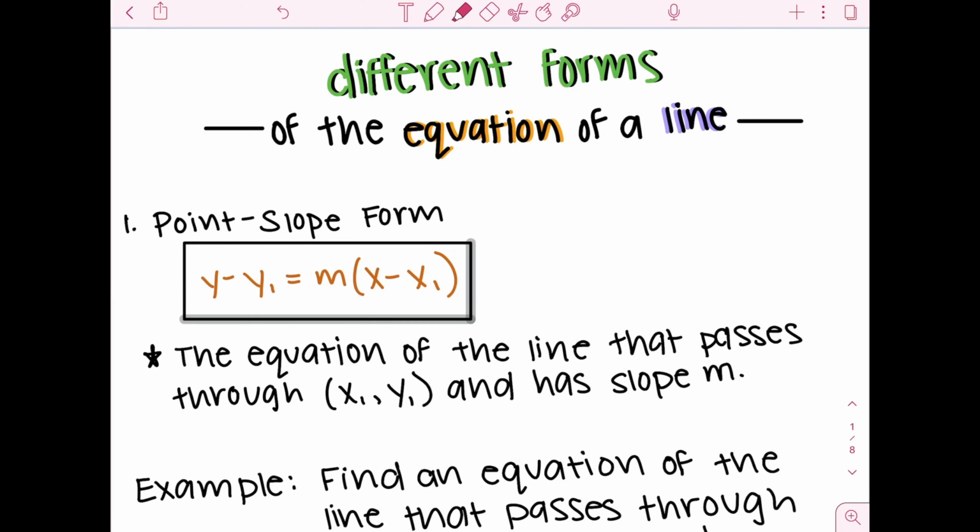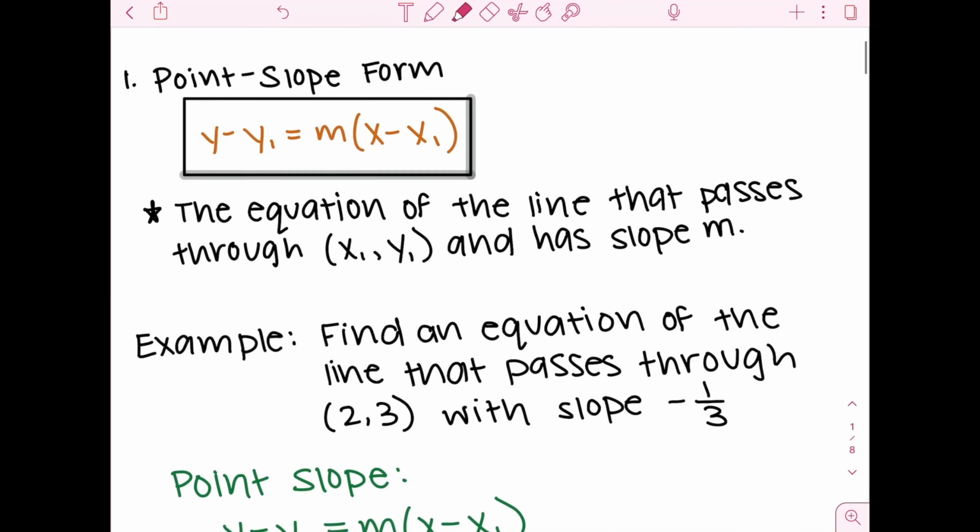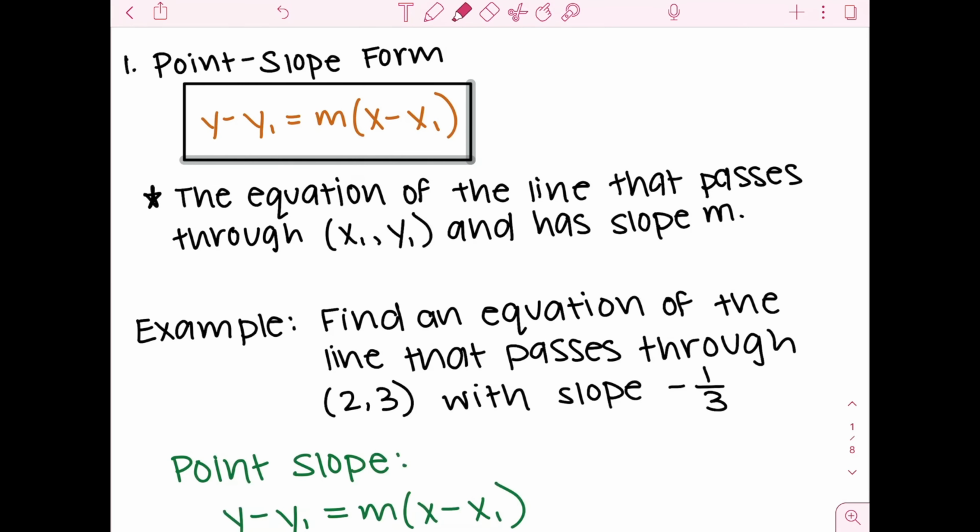Today we're going to be talking about the different forms of the equation of a line. So basically, how many different ways can you write an equation of a line? First off, we're going to be talking about point-slope form. This is y minus y1 is equal to m times x minus x1. It's the equation of the line that passes through the point x1, y1 and has slope m.